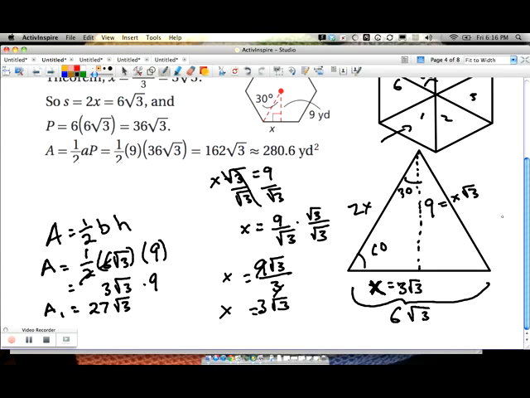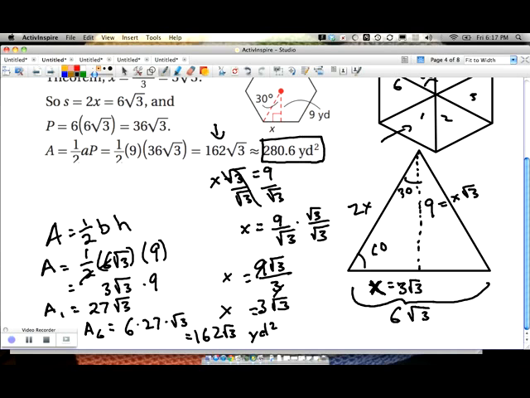Now the trick is that that's the area of one triangle. I want to know the area of 6 of them, because I have 6 of these triangles put together to make that hexagon. The area of 6 is going to be 6 times 27 times the square root of 3. And if I look up here, that gives me this number, 162. So that equals 162 times the square root of 3 yards squared. To find the actual approximation, that's up here, 280.6 yards squared.